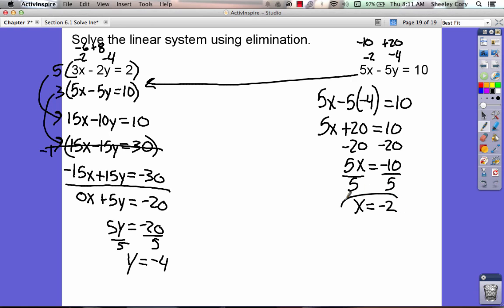This is the answer for x. This is the answer for y. So elimination is just another way to solve systems of equations.